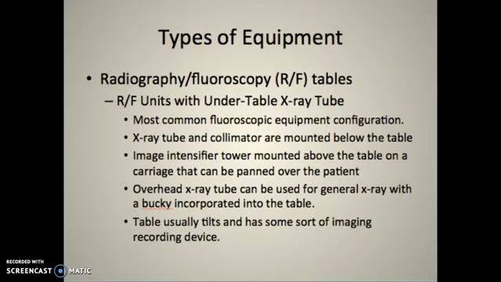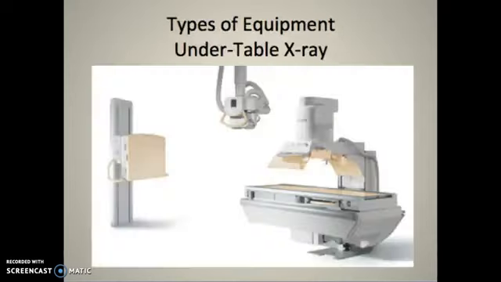The image intensifier, or the II, is mounted above the table, and it usually has a drive on it where the doctor can drive the table and see the body. There's an overhead tube that can be used for general X-ray with a bucky that's within the table. When you're using these tables, it's very important that you move the bucky all the way down to the end of the table, or else it'll be in your images. It has a floating tube that's not part of the fluoro system. The table also tilts, which is great, and it has obviously some kind of recording device.